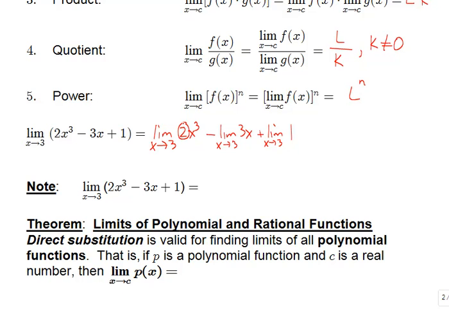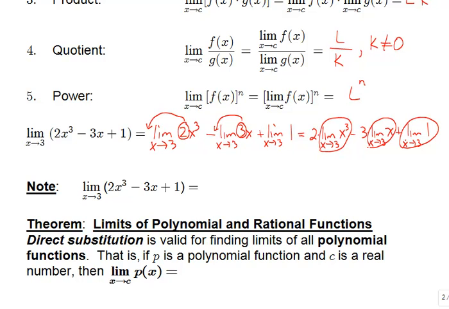Now this 2 is a scalar multiple which can be brought out, and this 3 is a scalar multiple which can be brought out. So this becomes 2 times the limit as x approaches 3 of x cubed minus 3 times the limit as x approaches 3 of x plus the limit as x approaches 3 of 1. And then each of these individual limits right here, here, and here come from that very first page of notes that we talked about.